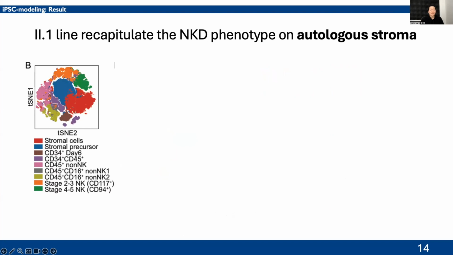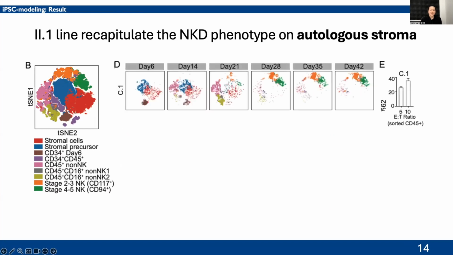Okay. So now looking at individual lines on the autologous stroma differentiation, if you just look at the control line across time, similar to the OP9 differentiation, we see emergence of the non-NK hematopoietic clusters first, and then NK cell clusters showing up between days 28 and 42. We collected the CD45 positive cells from day 42 and confirmed their functionality as NK cells by cytotoxicity assay.